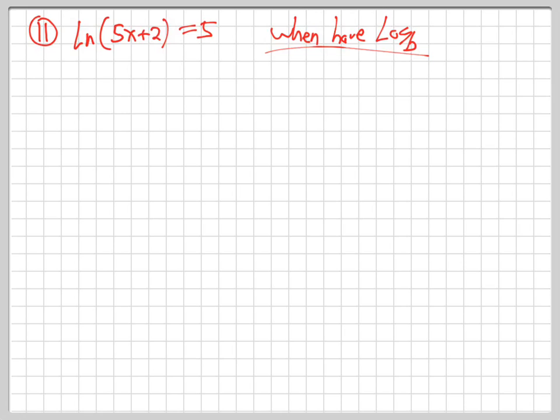Number 11. Natural log of 5x plus 2 equals 5. So when you have a log base b, what do you do? You do the opposite of a log, which is a power. Power both sides, base b. Power both sides, base b. Now, on this problem here, let me rewrite it.